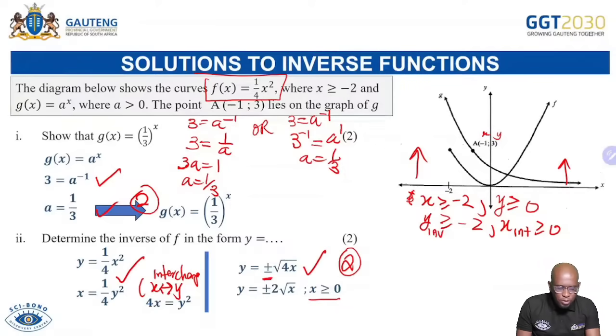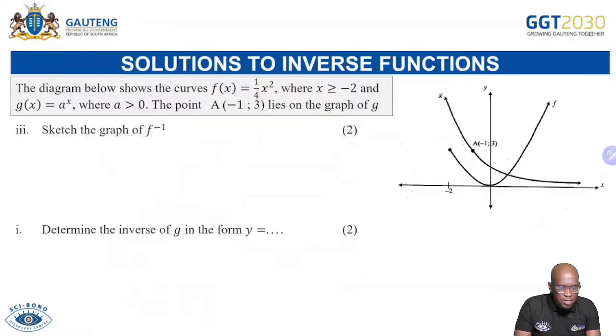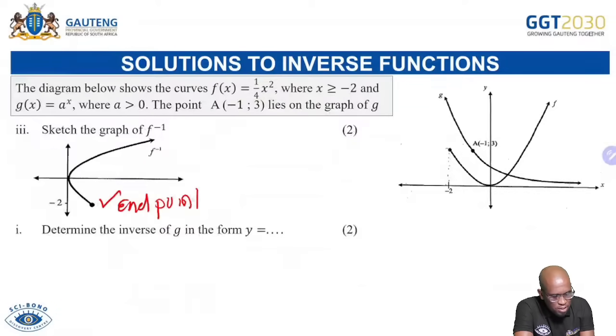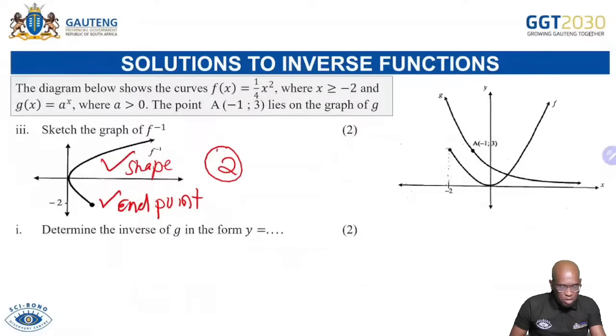So let us continue with this. The third one: sketch the graph of the inverse of f. If we do that, then that is what we are going to get. So that is the graph of the inverse. You can see now this value of x here interchanged and became the value of y. So that will be the inverse there. It's 2 marks. We are going to mark the end point, and then we are going to mark the shape.